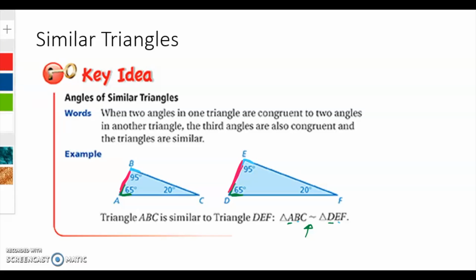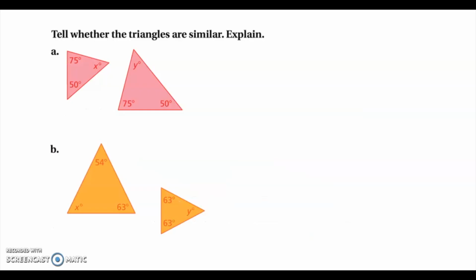Also, this bottom side between 65 degrees and 20 degrees. The purple sides are corresponding sides, so they're going to have a proportional relationship to each other. And then finally, the third side, the yellow sides, are going to have a proportional relationship to each other. And we're going to be able to use those proportional relationships to identify or find missing angle measures or missing side lengths. So let's take a look at some of these.